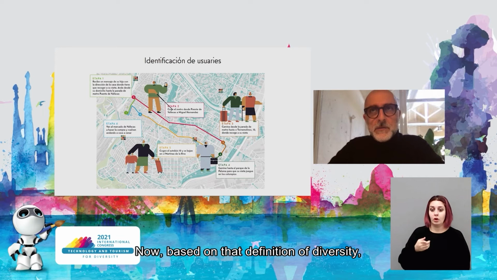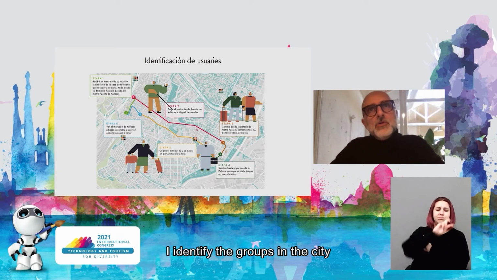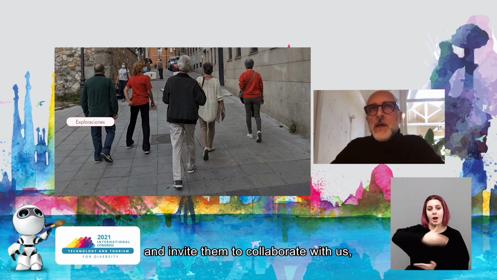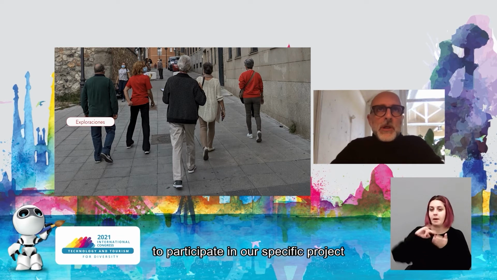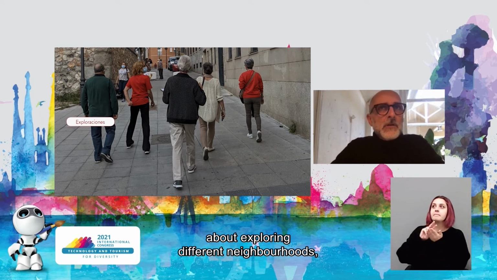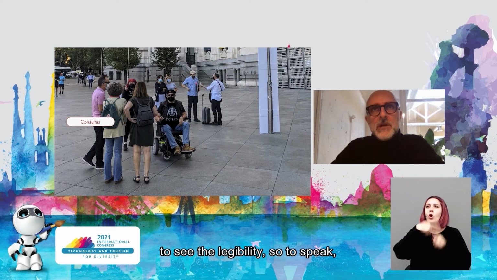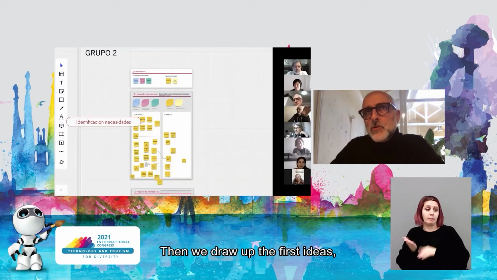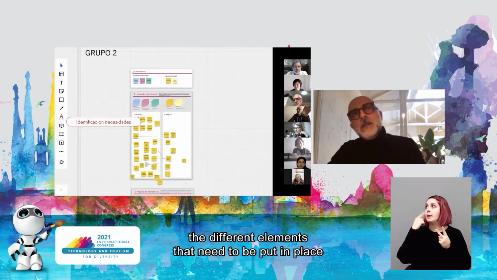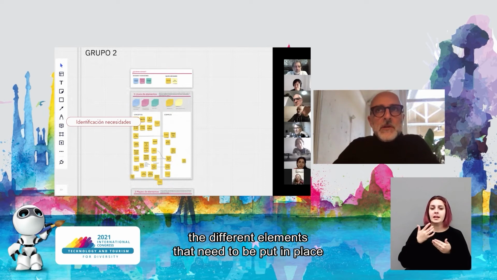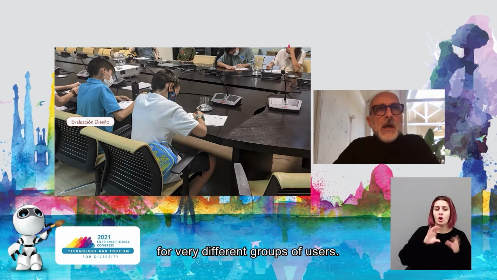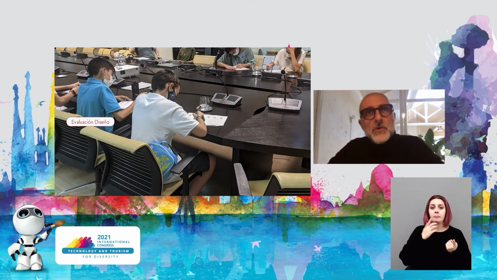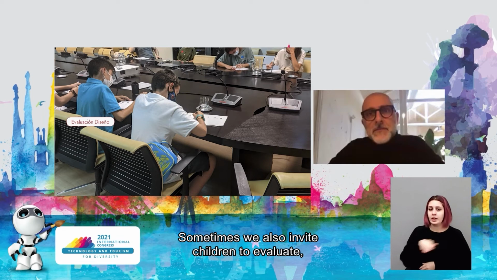Now, based on that definition of diversity, we identify the groups in the city and invite them to collaborate with us to participate in our specific project about exploring different neighborhoods to see the legibility, so to speak, of the different neighborhoods. We draw up the first ideas with different elements that need to be put in place for very different groups of users. Sometimes we invite children also to evaluate.